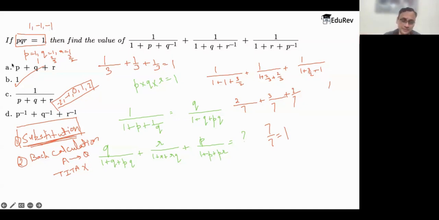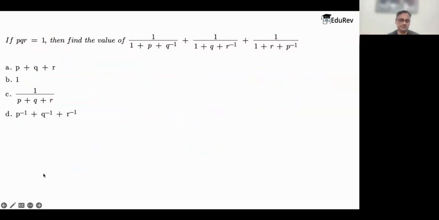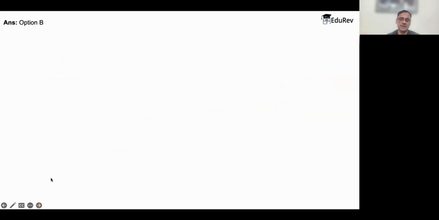In fact, let's look at the next question, and you can tell me how that can be solved. So the answer for this is choice 2. Option B was the answer for this. Let's see the next question.